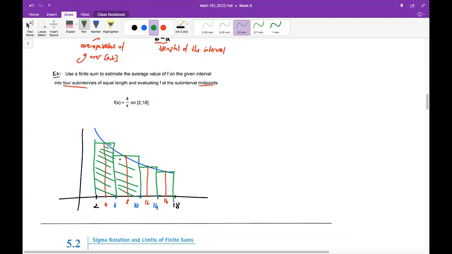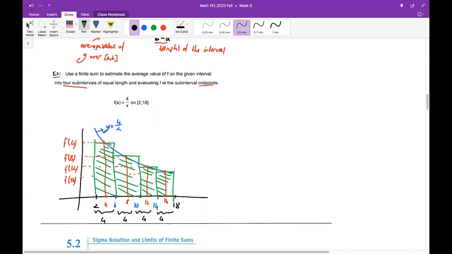I will just write the sum of the areas of these rectangles. So what are the heights? The first height is given by the image of this function. Recall that this curve is the 4 over x curve. And so the first height is f of 4, of course. The second height is given by f of 8. This is the height of the third rectangle, f of 12. And this is the last height, given by f of 16. And you see all the bases are of equal length, 4, 4, 4, 4. These are the lengths of the subintervals.